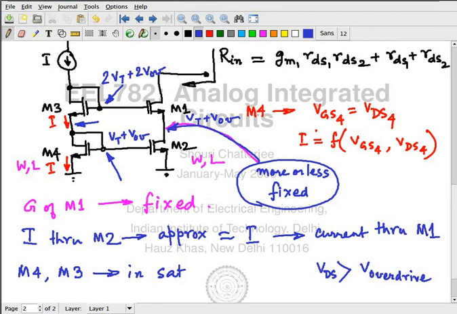Okay, if both M1 and M2 are in saturation, then you really get your large output resistance that you are looking for. Both are in the flat regions. Even otherwise, if M1 goes out of saturation, you are going to fall back to the earlier case. Even then you will have a not very bad current source, current mirror. And you have quite a bit of room to play with. Is this okay?